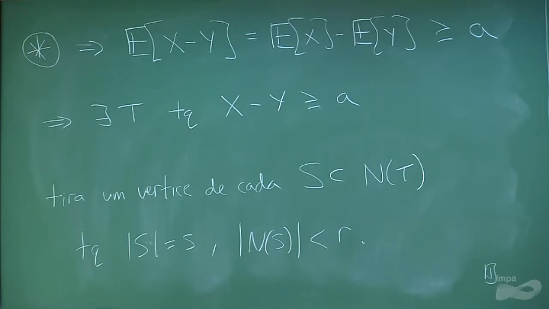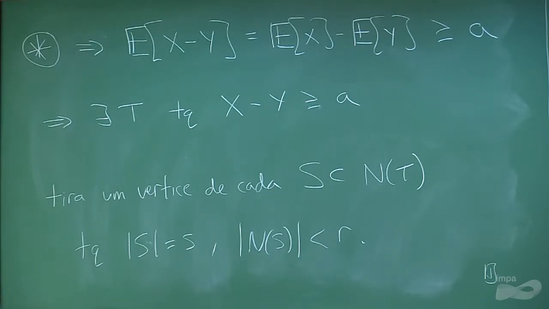Why will removing one from each end your problem? Because the size of the neighborhood is less than r, right? So here's your neighborhood of t. Here I've removed one vertex from each bad S set, and I claim there's no bad S sets left in here. So I take an S set. Is it bad? Well, no, because I removed one vertex from each. So every bad one has at least one vertex here.